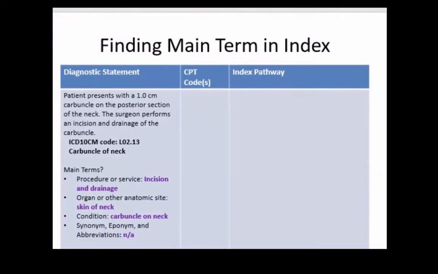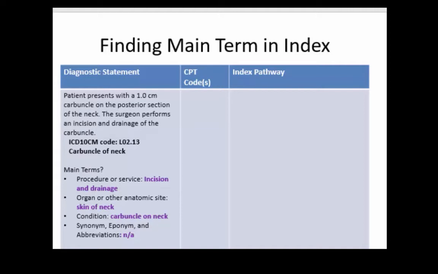Okay, let's look at this one. A patient presents with a 1 centimeter carbuncle on the posterior section of the neck. The surgeon performs an incision and drainage. Carbuncle is like an abscess. The ICD-10 code is here, and that is our medical necessity that would justify this procedure.